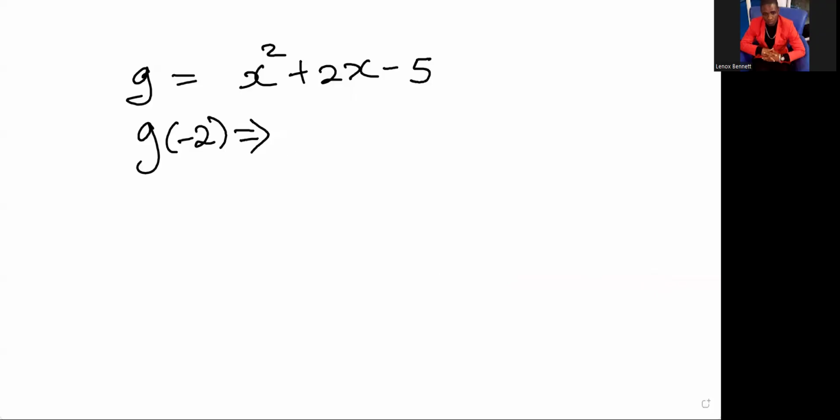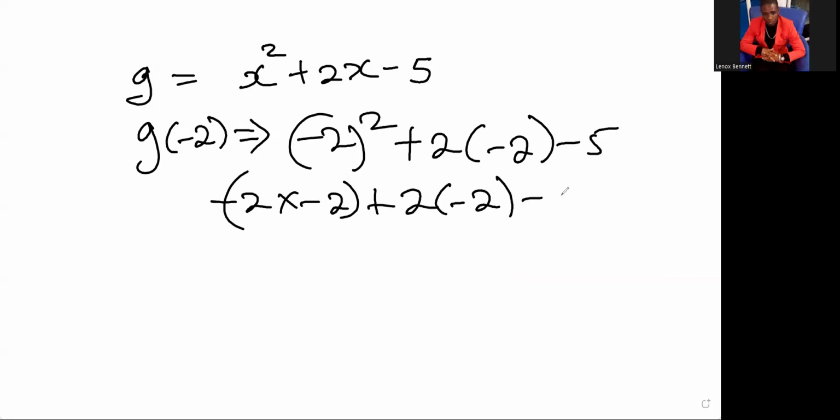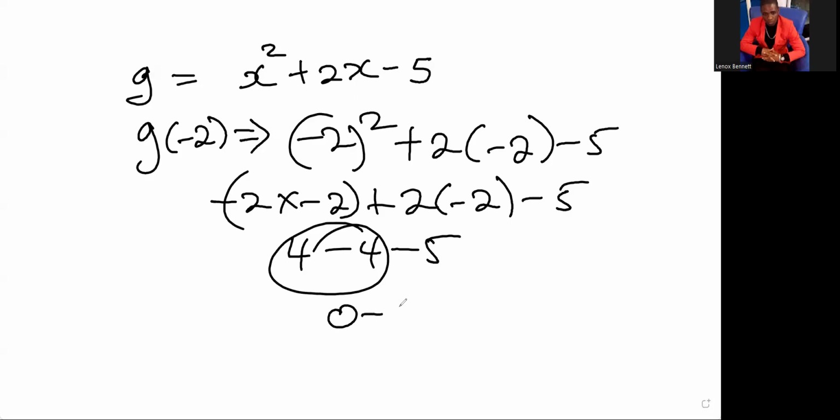All right, guys. So put in negative 2 wherever we see x. Negative times negative is positive, right? But positive times negative is negative. So plus 4 minus 4 minus 5. We can say this is going to be 0 minus 5, which is equal to negative 5.